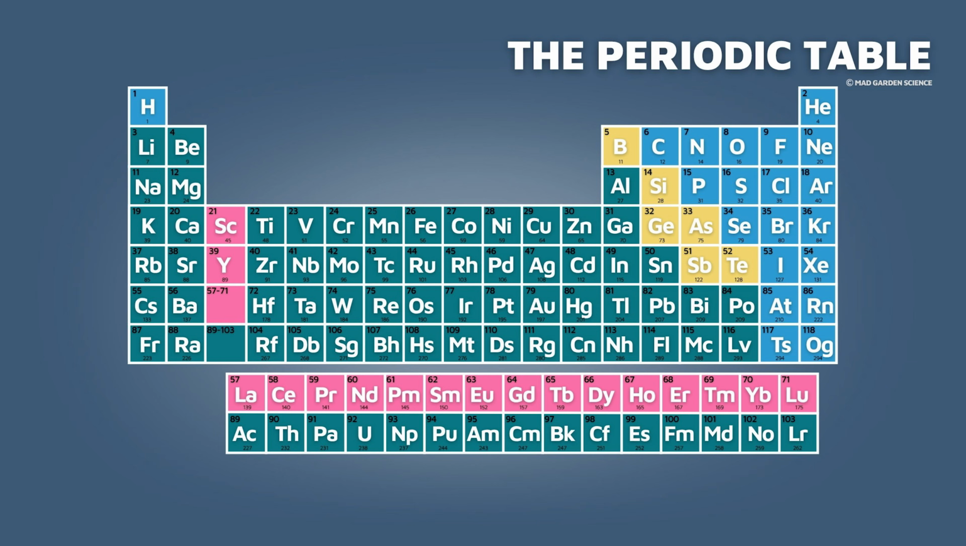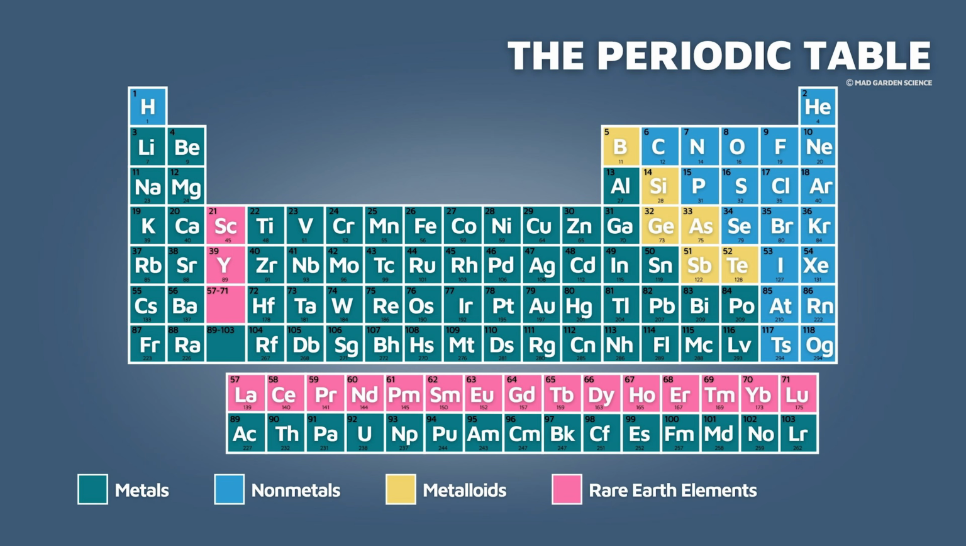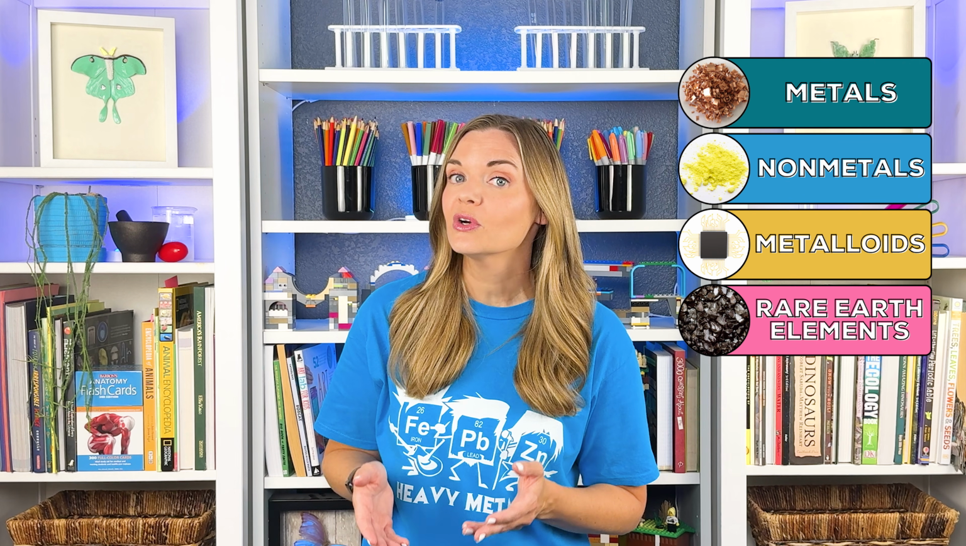If you break down the elements into four main groups, this is what the periodic table will look like. Here we have the metals, nonmetals, metalloids, and rare earth elements. These groups can be broken down even further, but this is the general organization. Why is this important? Knowing whether an element is a metal, nonmetal, metalloid, or rare earth element helps us to know how it's used in everyday life, and frankly, how dangerous it can be.